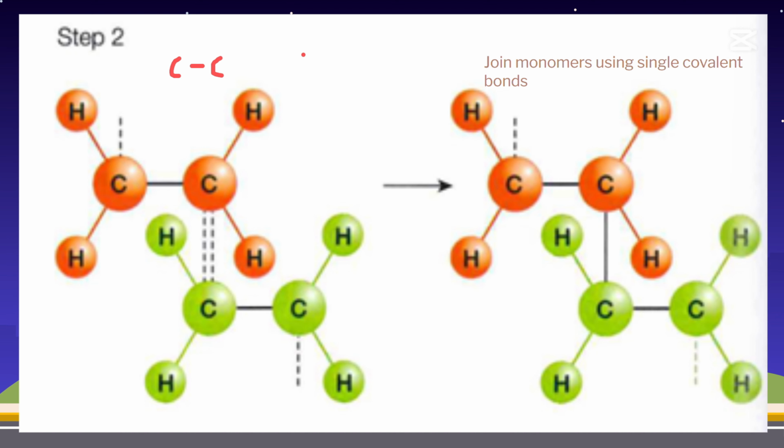So let's say we had 2 monomers, and we would have done step 1 already, right? Yes, we would have done step 1 already. So we would have already broken the double bond, and now we're at this stage where we're going to add our monomers together. Right, that's it.